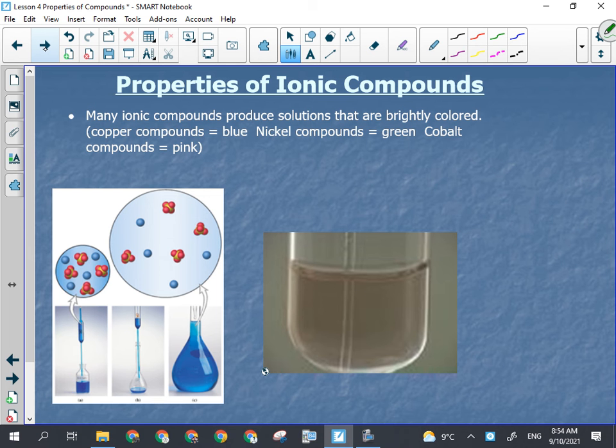All right, questions there? So would those colors be something you'd want to have highlighted? Yep. Definitely, because that's going to help you identify unknown compounds for your lab.